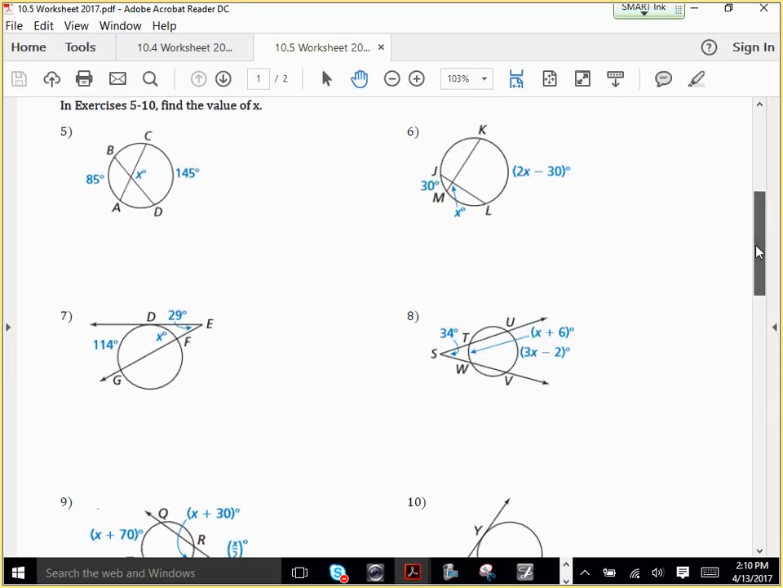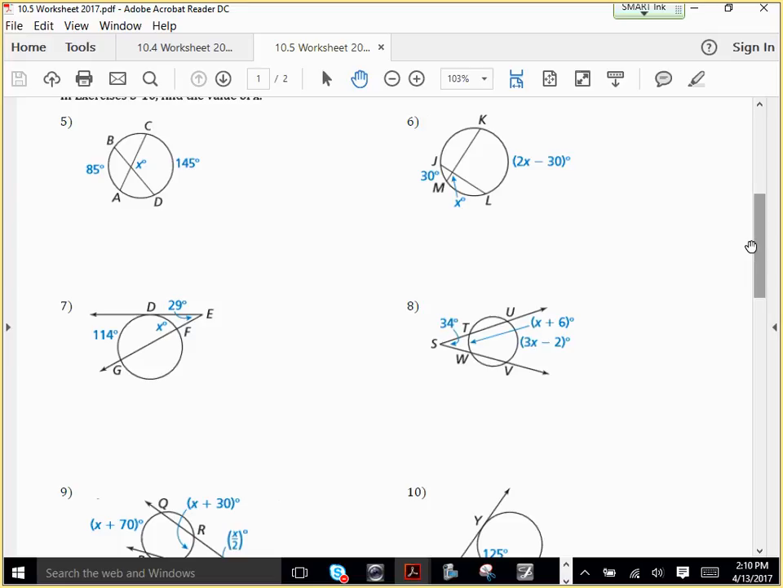I wanted to look at 6 and 10 real quick. So number 6, the lines cross inside, so we're going to use this formula: angle equals 1/2 the arcs added together. The arcs are the 30 and the 2x minus 30. Now remember, the angle that you use has to be an angle opening up to one of the arcs marked. It doesn't matter which one because they're vertical angles, but it has to open up to one of the arcs.